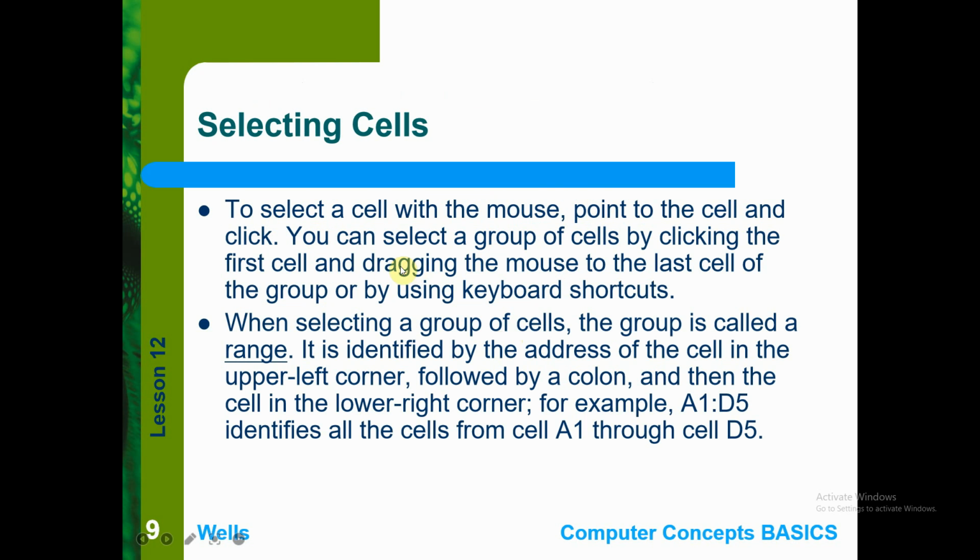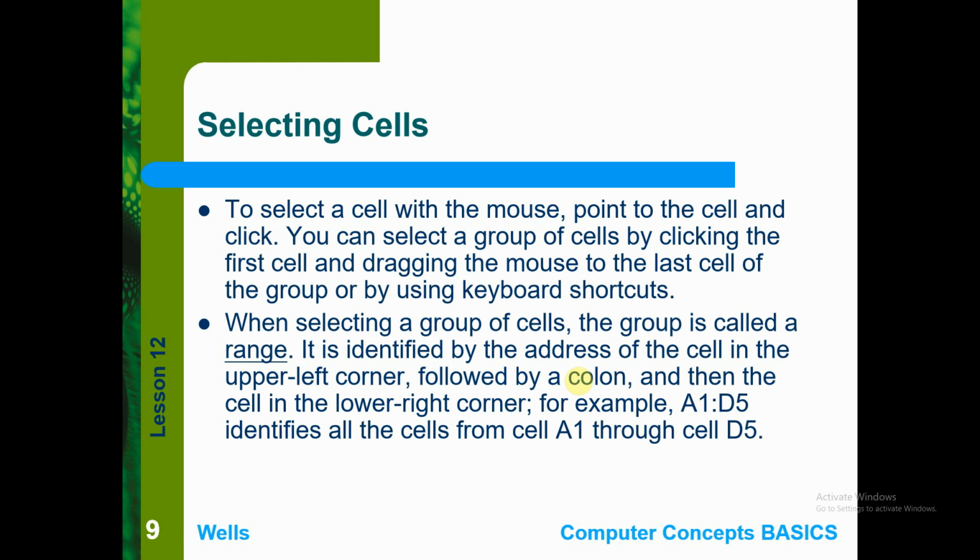Selecting cells is usually done by drag and drop. Select the group of cells by pointing and clicking. When you want to select a range, click on the first cell and drag the mouse to the last cell of the group, or use keyboard shortcuts. For shortcuts, after selecting the first cell, hold the Shift button, then use the arrow keys on your keyboard to select the range. Once you have the range, release the Shift button.